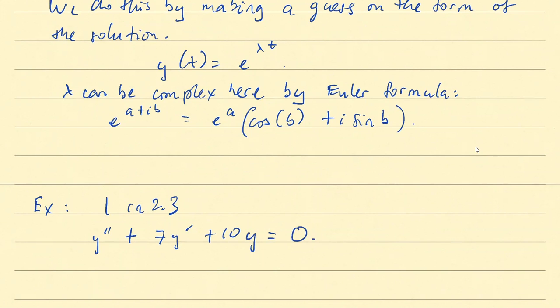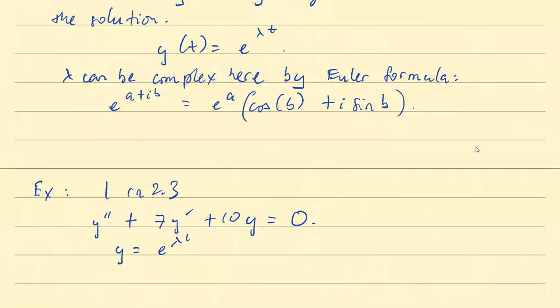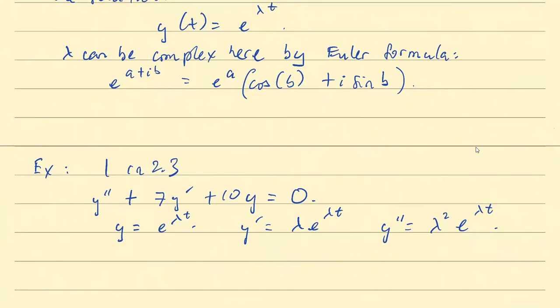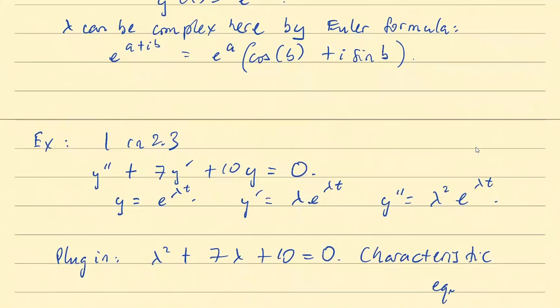If you let y be e to lambda t, then y prime is lambda e to lambda t, and y double prime is lambda squared e to lambda t. Plug in, and all the e to lambda t factors hang around and get canceled. What you get is lambda squared plus 7 lambda plus 10 is equal to 0. It's so routine that usually you don't even say this is your guess, you just jump to here right away. This is called the characteristic equation.